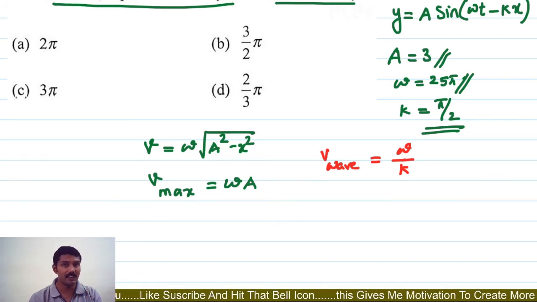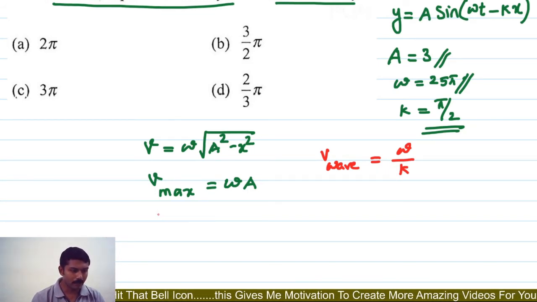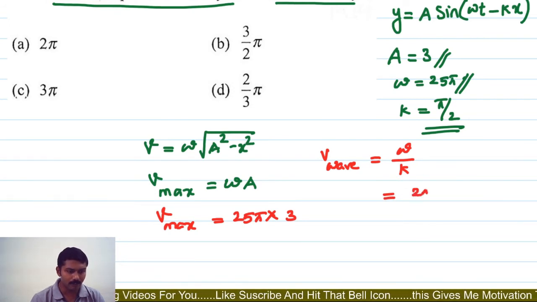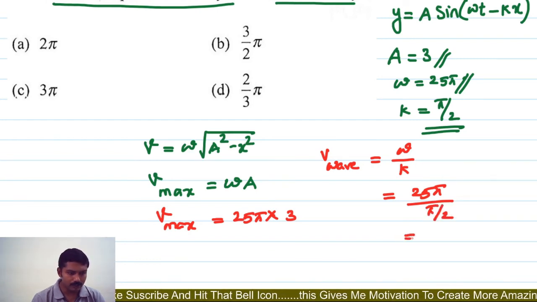You study that in the wave chapters. So definitely these two chapters are connected. The particle oscillation leads to waves. So what will be the maximum particle velocity? It is omega times A. Omega is given as 25 pi multiplied by amplitude 3. Now what is the wave velocity? The wave velocity will be omega, that is 25 pi, divided by k, which is pi by 2, which gives you 50.